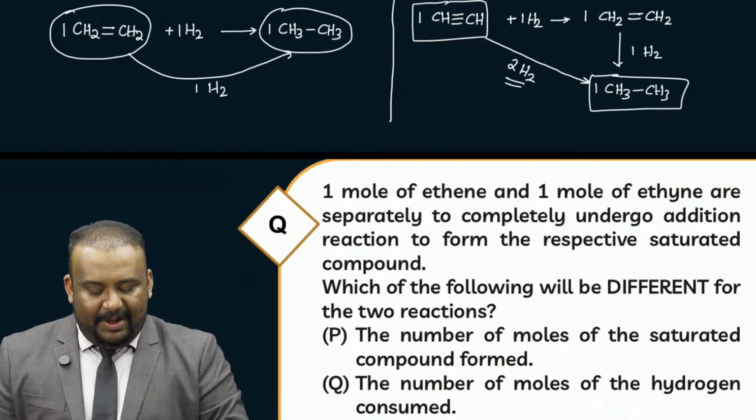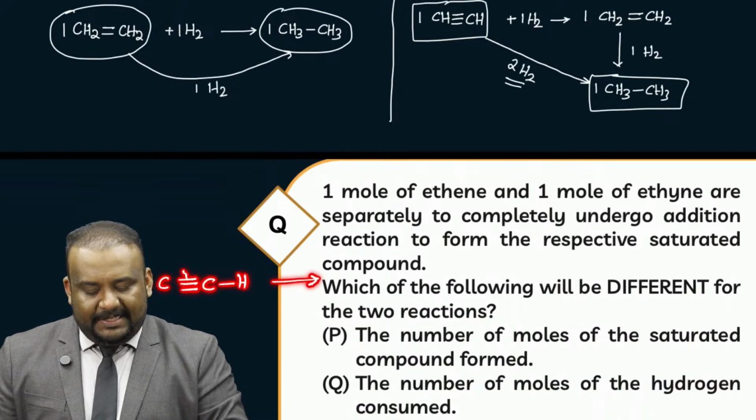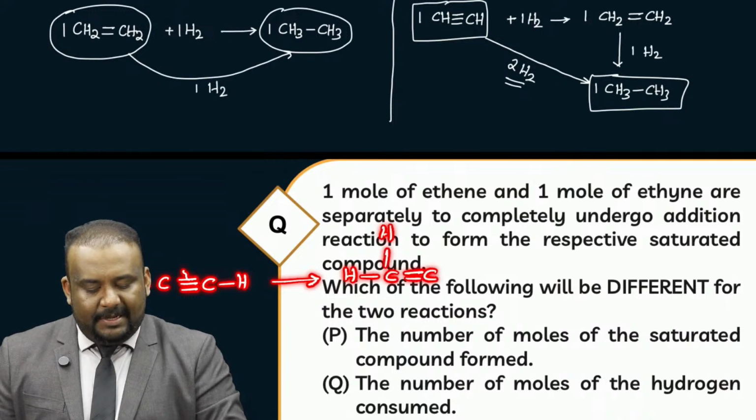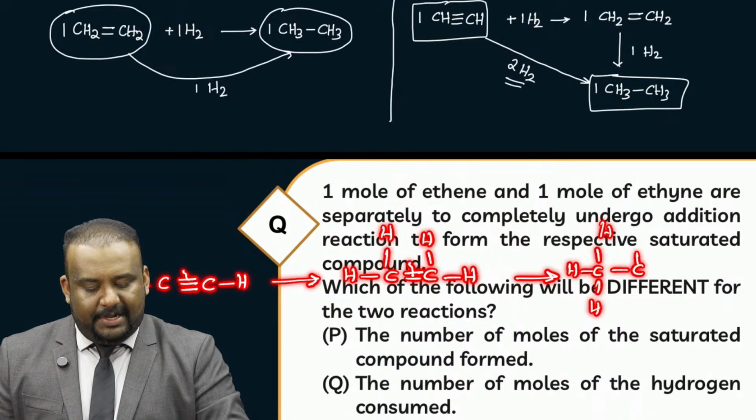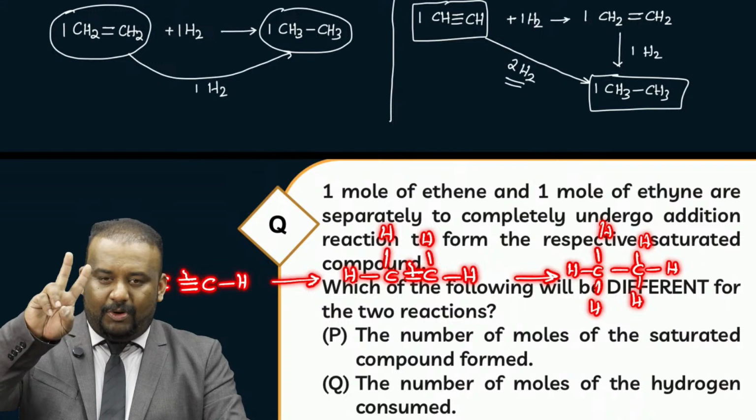See guys, look at this. It can be understood simply by looking at this picture. I want to convert this into saturated. So I need to first break this bond. So what will happen? Still a double bond is left. I added 1 hydrogen successfully. Now I need to break this bond. Then only it will become fully saturated. So if I need to break 1 triple bond, I need 2 moles of hydrogen.